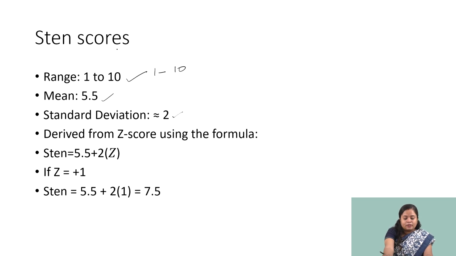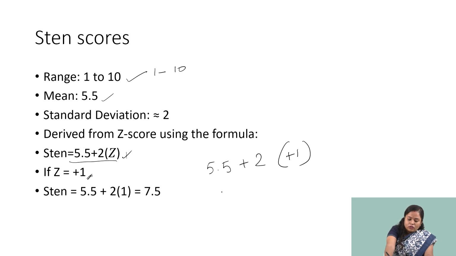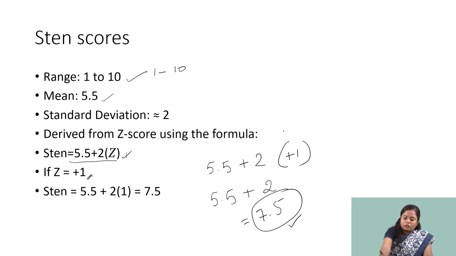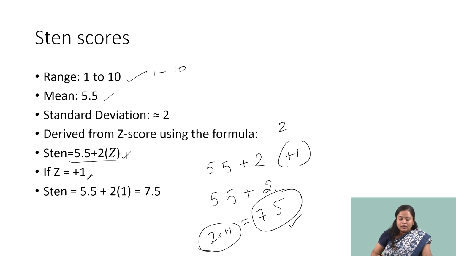The Sten score is derived from the Z score using a formula. If we have the Z scores, we can convert them into Sten scores using 5.5 plus 2Z. Suppose we have a Z score of plus 1. Putting it into this formula, it would be 5.5 plus 2 times 1, which is 7.5. This would be the Sten score for Z equal to plus 1. So for Z plus 1, the Sten score would be 7.5.